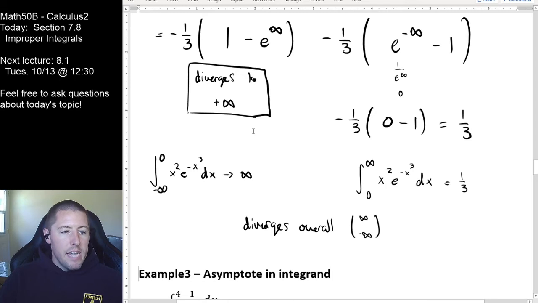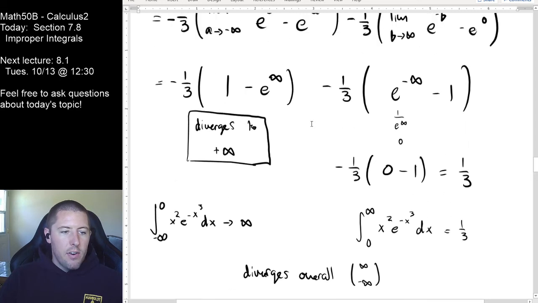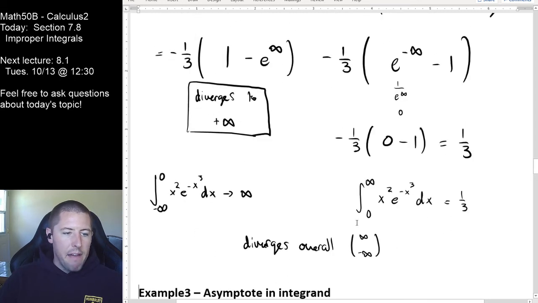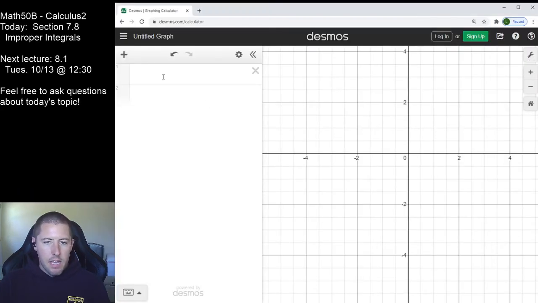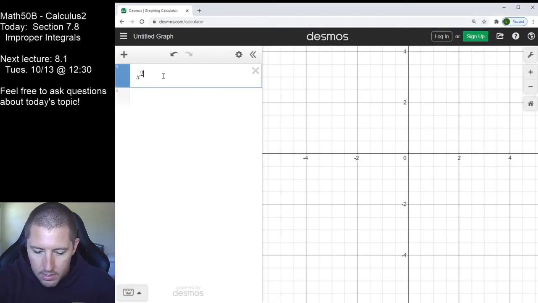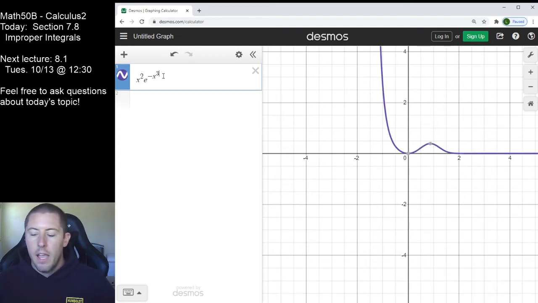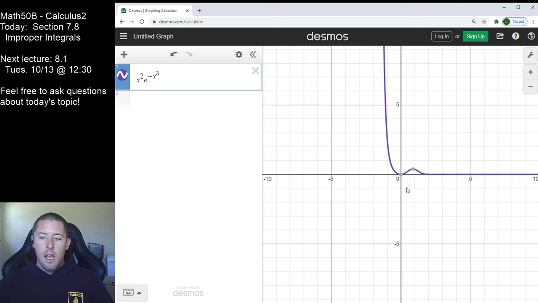So let's go pop over to Desmos real quick and see a graph of this guy so that we can see exactly why we got this left half and this right half that looked like we did. The graph of this, you're going to look at it and be like, oh, okay, that makes sense. So if I pop over to my browser here, let's graph this guy. We were looking at x squared e to the negative x cubed. And here is what our graph looks like.